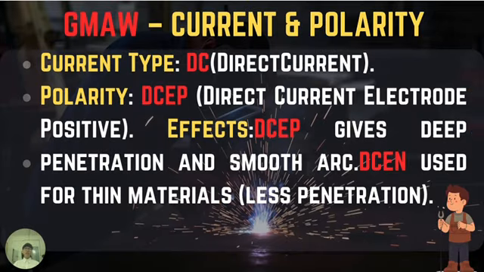GMAW usually uses direct current, or DC. The most common polarity is DCEP, which means direct current electrode positive. This gives deeper penetration and a more stable arc. For thinner material, DCEN may be used to reduce heat and avoid burn through.